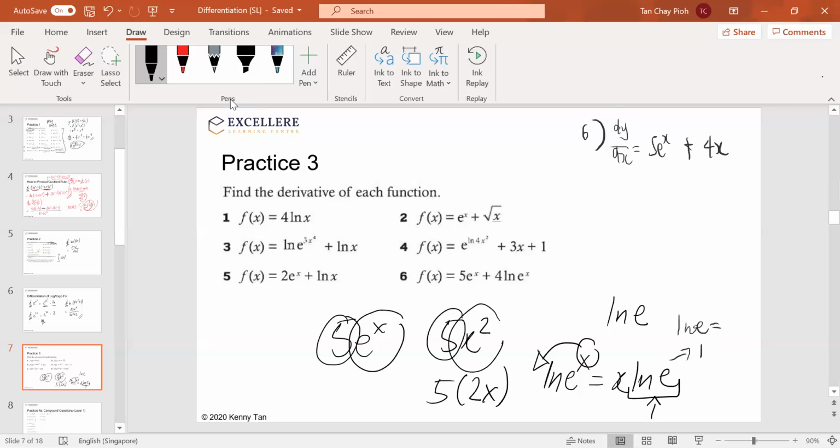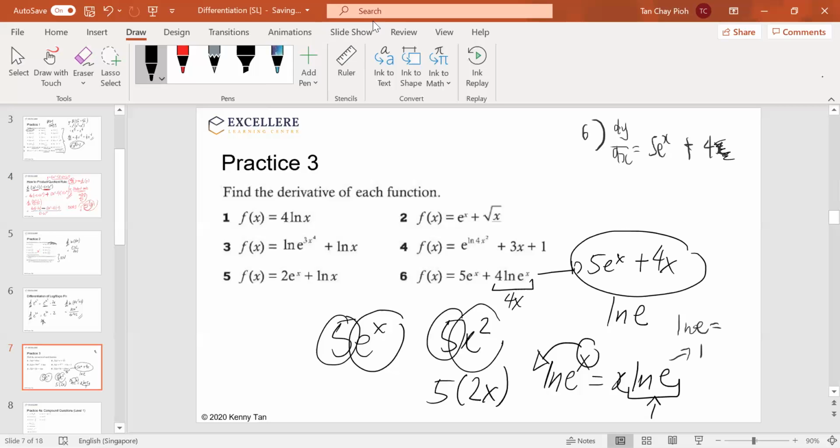Is this correct? Yes. No. You will get 4x. Here, this is actually 4x. So when you differentiate 4x, you get 4. You still have to differentiate 4x to 4. Look, over here, this is actually 5e^x. I mean f(x). f(x) is equal to 5e^x plus 4x. So you're supposed to differentiate this.